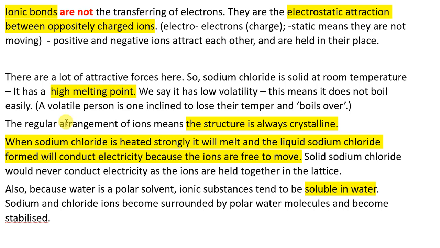Now that's a lot of ions. That means there's a lot of attractive forces. That causes sodium chloride to be a solid at room temperature. We could say high melting point. Sometimes confusing, we talk about volatility. A volatile substance is one that boils over easily. We also use the term in the English language to describe a volatile person, one who loses their temper and boils over easily. Well, because sodium chloride has a high melting point, we say it's got low volatility.